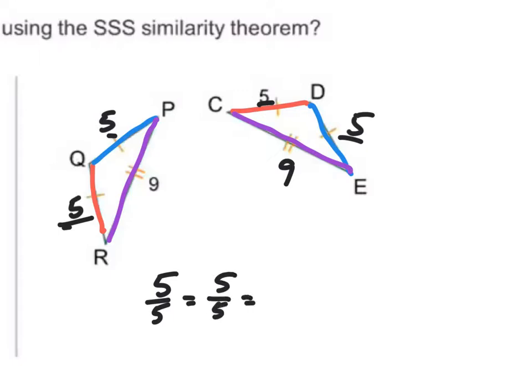It's going to be 1. And then does PR correspond to CE? Is that equal to 9 over 9? And the answer to that question is, yeah, they're all equal to 1. So actually these are congruent.